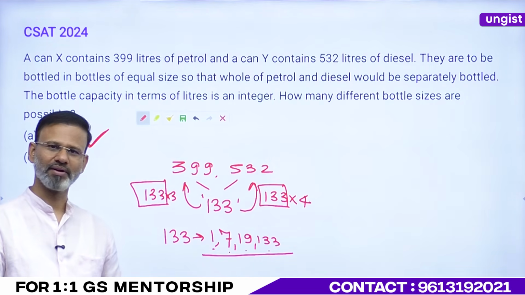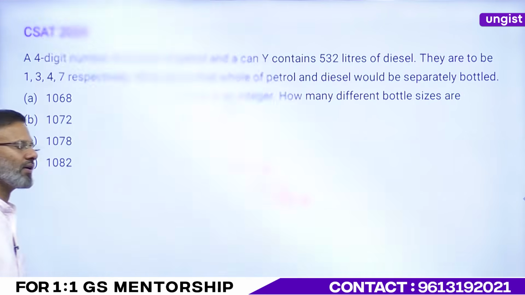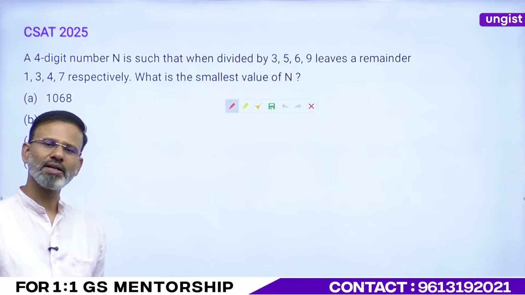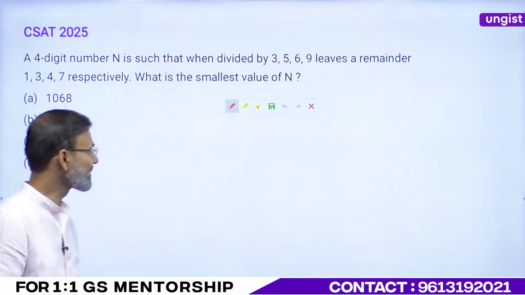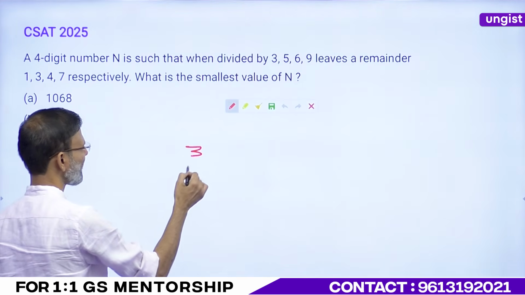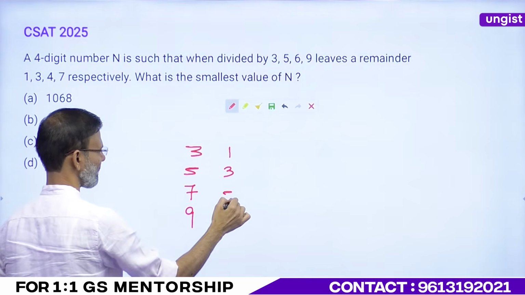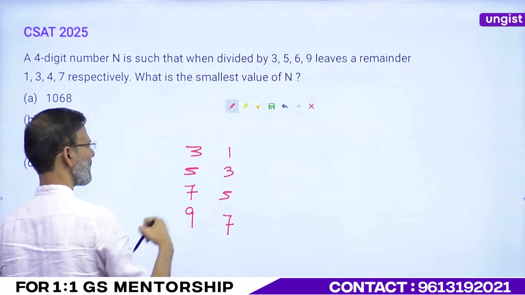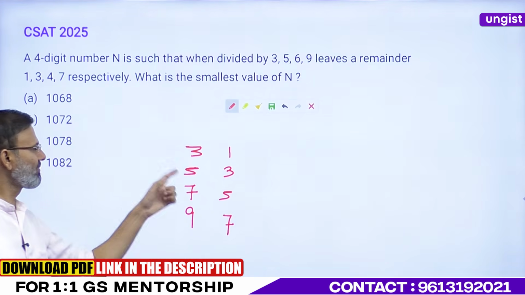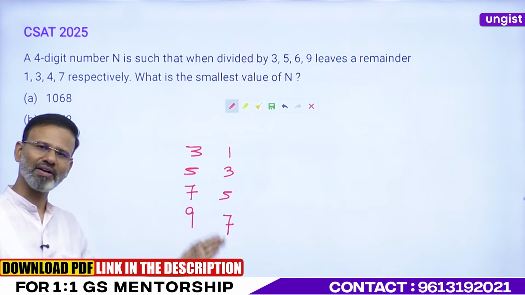Done? Okay, let's move to the next question. The next question was asked in CSAT 2025, this year only. The question is saying, if a number is divided by 3579, it leaves a remainder 1357.